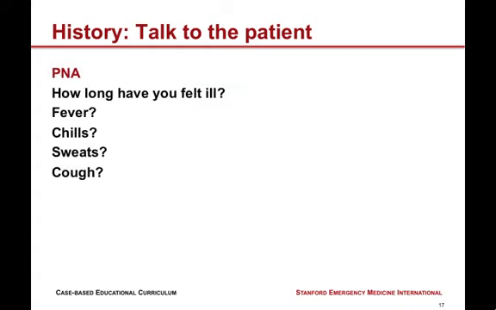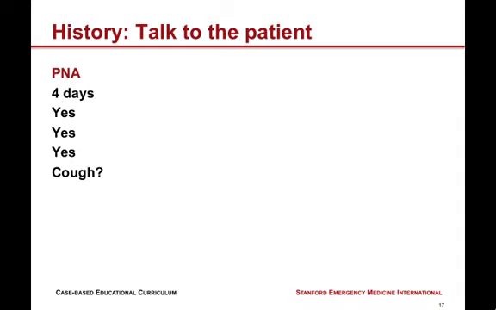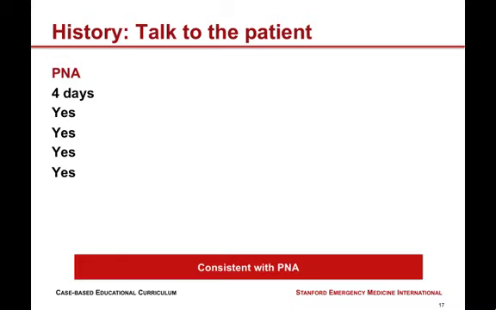First, to determine if they may have the symptoms of pneumonia, we should ask how long they have felt ill, whether they have experienced fevers, chills, sweats, or if they have a cough. In this case, the patient has been ill for 4 days, with a fever, with chills, with sweats, and with a cough. Overall, the patient's symptoms, the patient's history, is consistent with pneumonia.